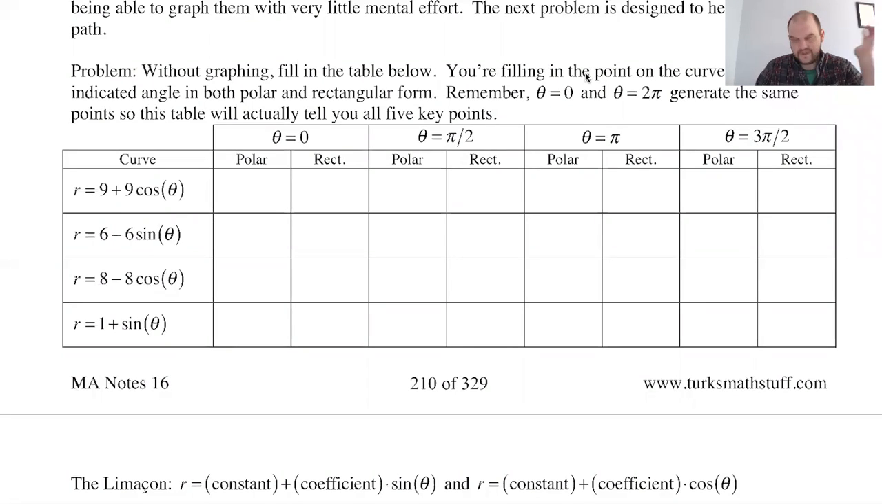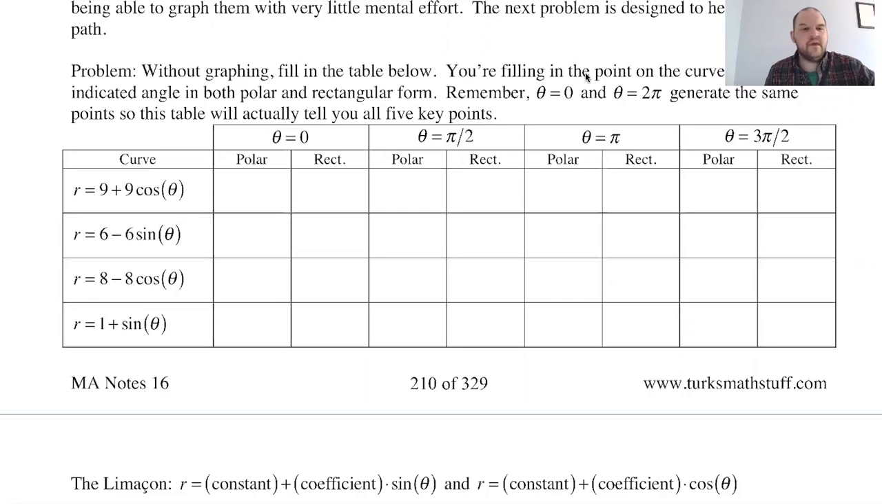All right, so now I'm at the bottom of page 210. We have this chart that we're going to fill in. I'm going to do something kind of obnoxious with my notes because I want to be able to see the curves. I'm just going to draw the curves all over this paragraph at the top, right? Problem: without graphing, fill in the table below.